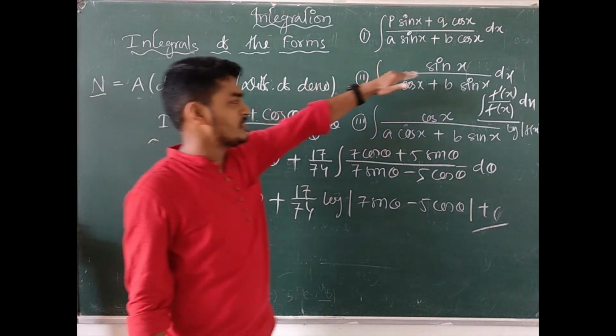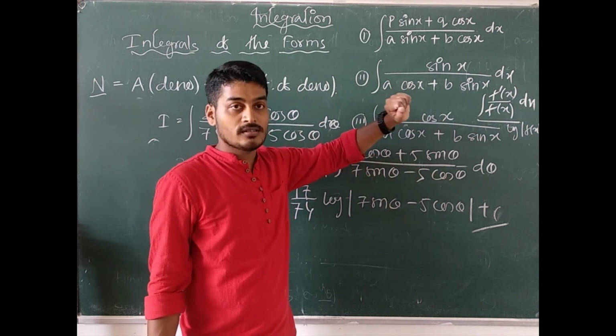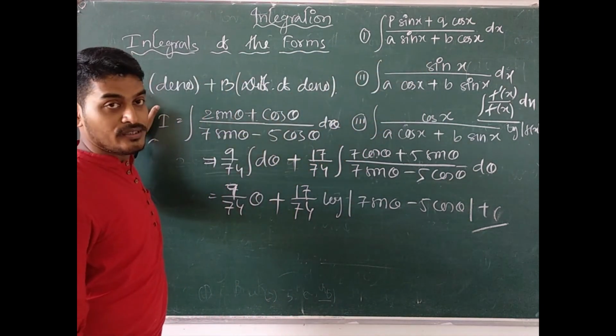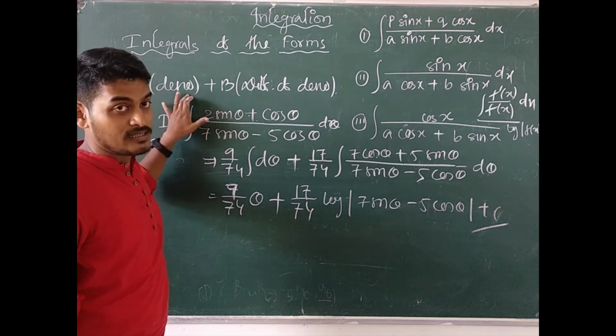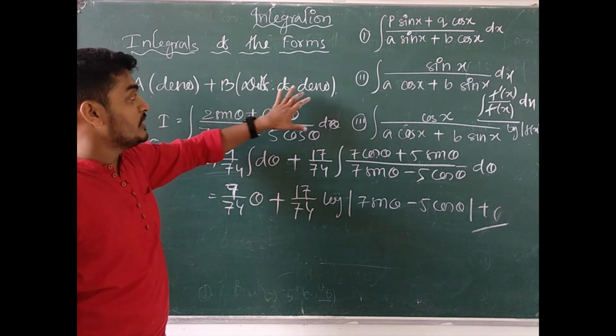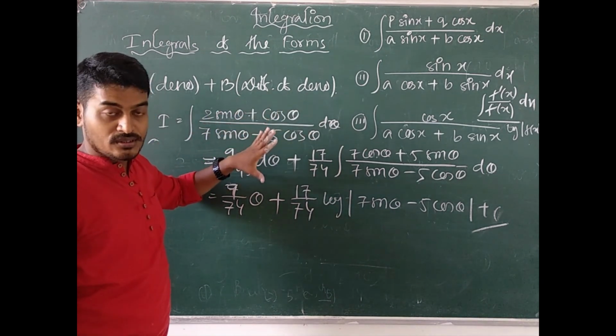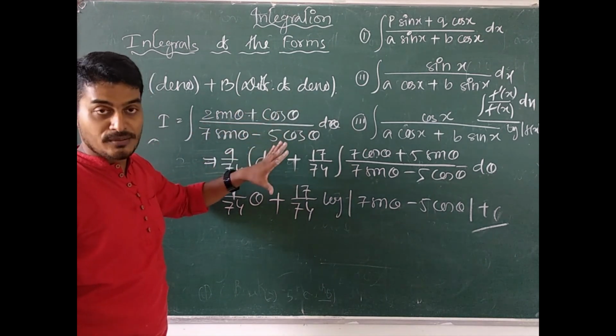And the numerator contains maybe sin, maybe cos, maybe sin and cos both. In all those cases, what is the main formula? Numerator is equal to a into denominator plus b into differentiation of the denominator. So applying all those formulas, you will get an expression. Try to simplify in such a way that you will get a value of a and b.